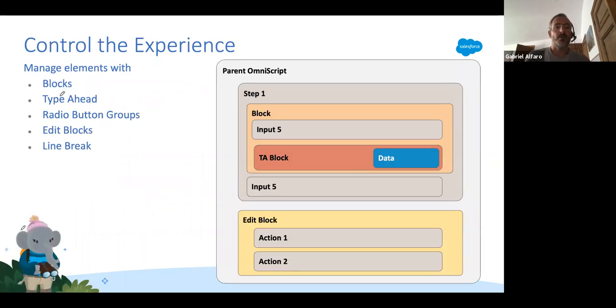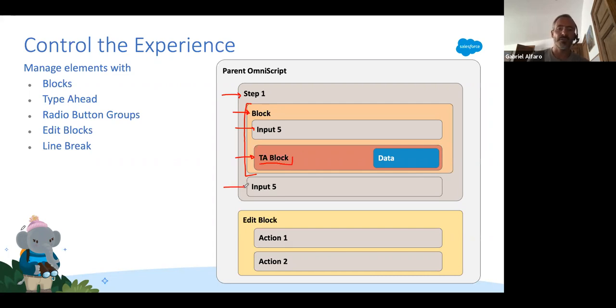Now, also to control the experience, you have steps. A step is like an HTML page. Inside the step, you have blocks. So you can make blocks conditional as well, and you can show one block or another depending on a selection that was made by the user. Inside the block, you have inputs. Inside a block, you can, for example, have a type ahead block. And we are going to see probably an example of that in one of our OmniScripts.